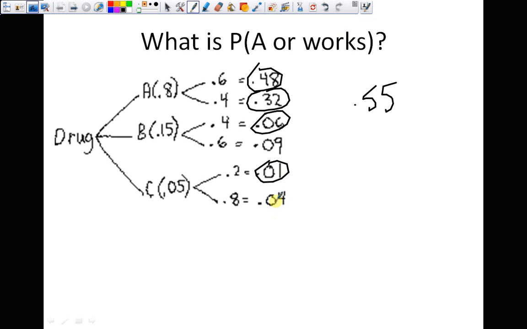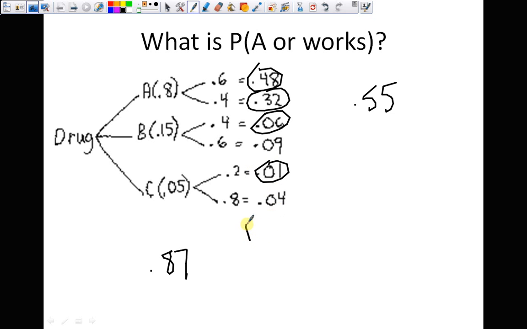This one is not. So if we add up these probabilities, we have 0.48 plus 0.32, that's 0.8, plus 0.06 is 0.86, plus 0.01 is 0.87. We have an 87% chance. Now we either use drug A or the drug works. Some drug works.